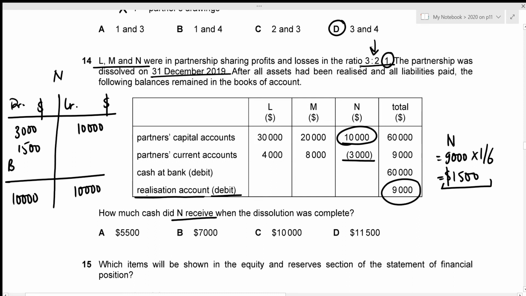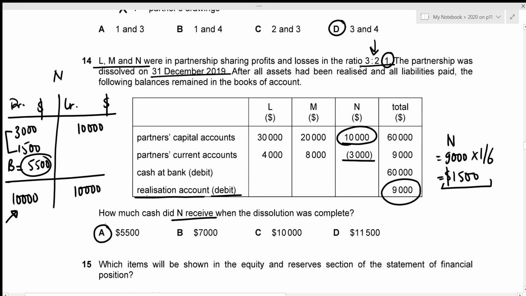Then the balancing figure is just going to be the difference between these and the total value. So that's 10,000 minus 3,000 minus 1,500, which results in the value of 5,500. And this just represents the cash that N should be receiving when the dissolution is complete. This value is given in option A. That will be the correct answer.